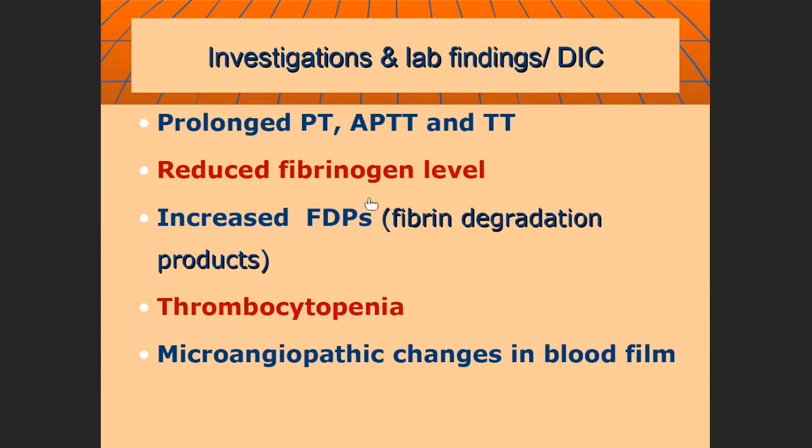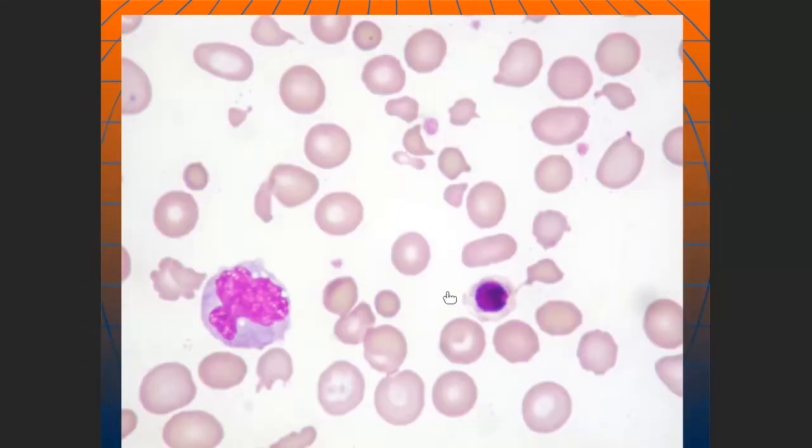Platelets are reduced, that is thrombocytopenia, and in the blood smear, we find microangiopathic changes. Why? Because the vessel wall is abnormal. There are too many thrombi, so the RBCs are subjected to trauma. This will result in red cell fragmentation. All these are red cell fragments or schistocytes.